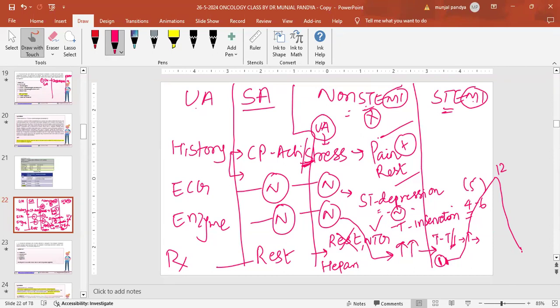How many hours until it gets normal? These three questions: which is the most sensitive and specific, troponin T or I? At what time will it peak? When can you earliest detect troponin I after acute MI? The enzymes get elevated at 4 to 6 hours, and peak at 12 hours.